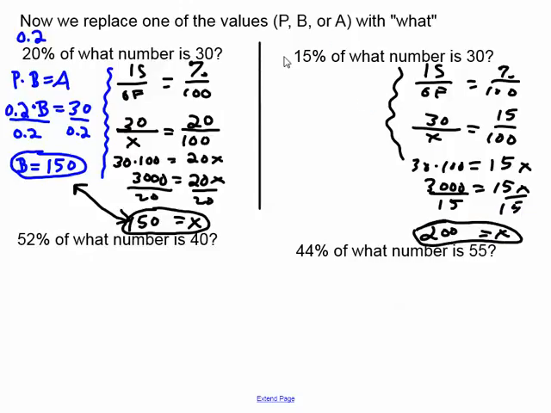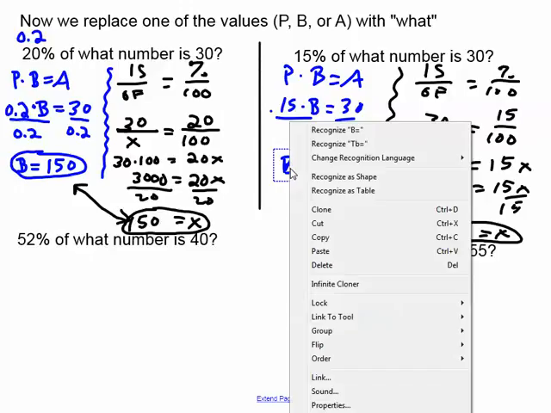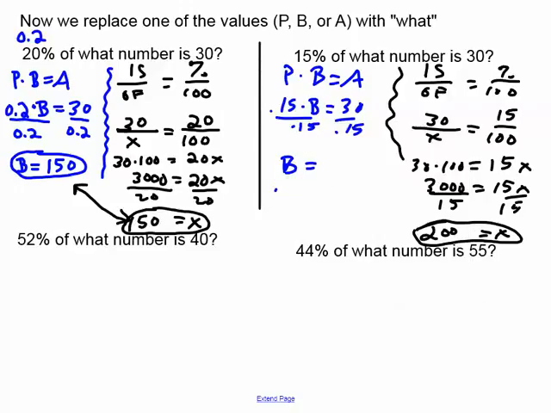We can go the other direction as well, to see if that makes sense. Percent times the base equals A, PBA. Percent, 0.15, times the base, of what number? Don't know, equals 30. Divide by 0.15 on both sides. Base equals 30 divided by 0.15. That's 200. Same answer.